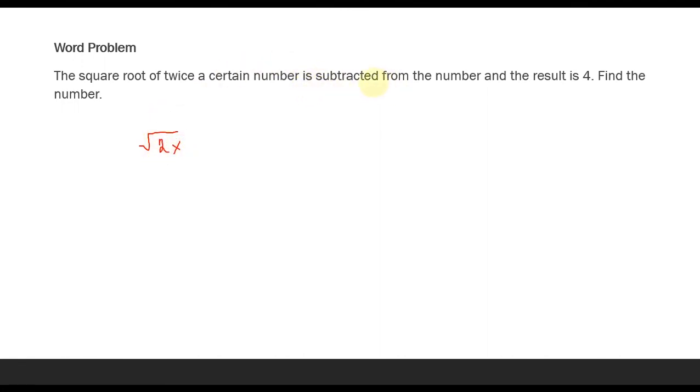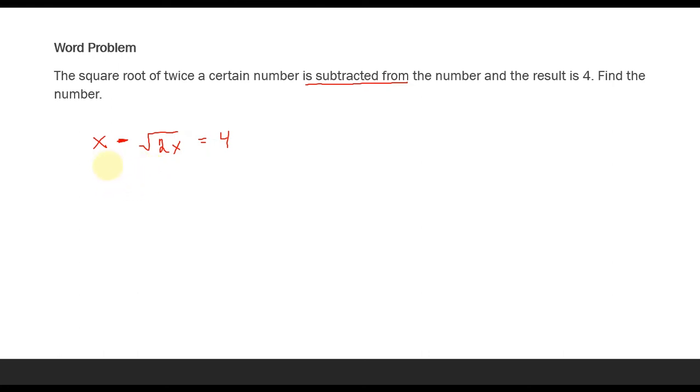The phrase "is subtracted from the number" means we're going to put that certain number on our first term and then minus square root of 2x. And the result is 4, so equals 4. Find the number. So now to do that, we're going to isolate our radical.